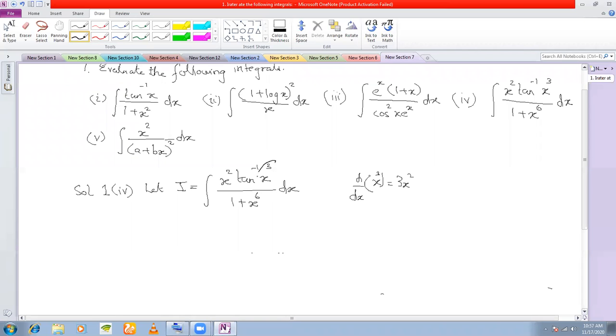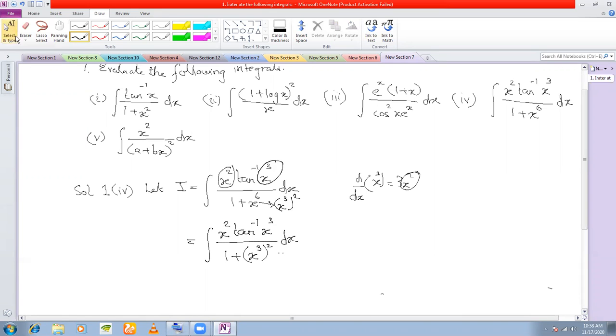So what you see here is that you have an x cube here, right? You have an x square here. And x to the power of 6 can be written as x cube whole square, right? So this is the main realization that you must have. So what you do here is, first you write this integral as x square tan inverse x cube by 1 plus x cube whole square dx.